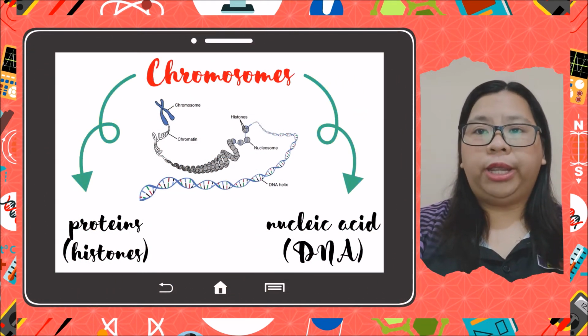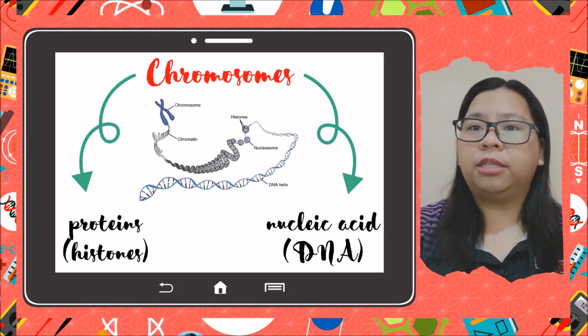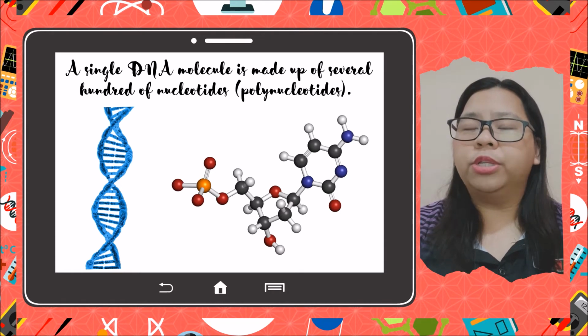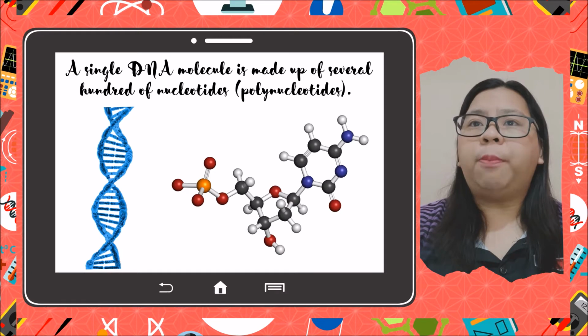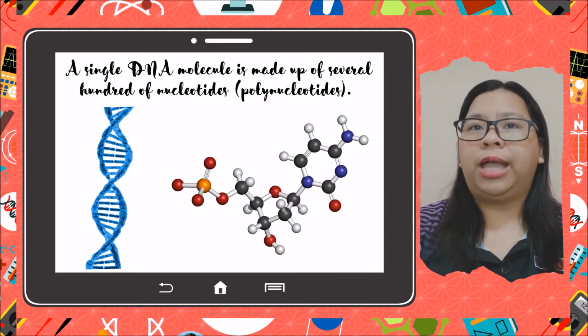is made up of two organic compounds, proteins called histones and nucleic acid called DNA. The building units of nucleic acid molecules are called nucleotides. A single DNA molecule is made up of several hundred nucleotides, also known as a polynucleotide.